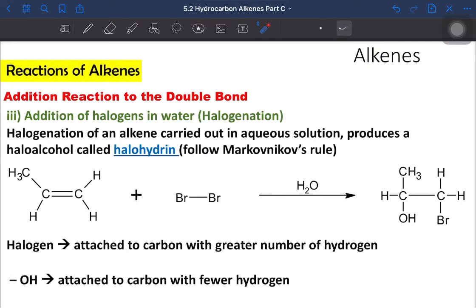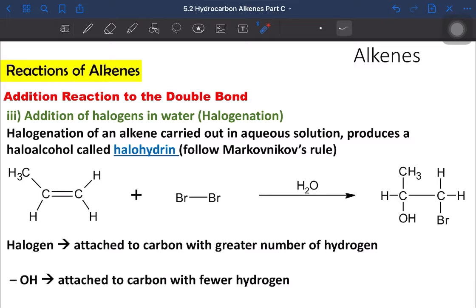Now let's continue with the rest of the addition reactions of alkene. The third reaction of alkene is the addition of halogens in water. So still halogenation, but now in water. The halogenation of an alkene carried out in aqueous solution produces a halo alcohol, or we call it a halohydrin. This reaction will follow the Markovnikov rule if the reaction involves an unsymmetrical alkene.